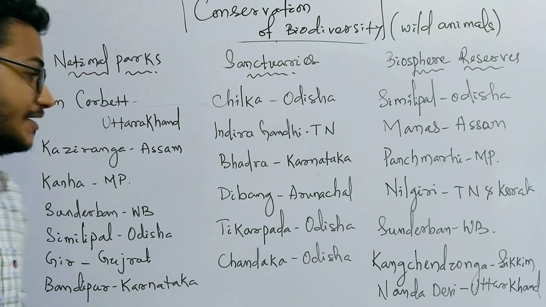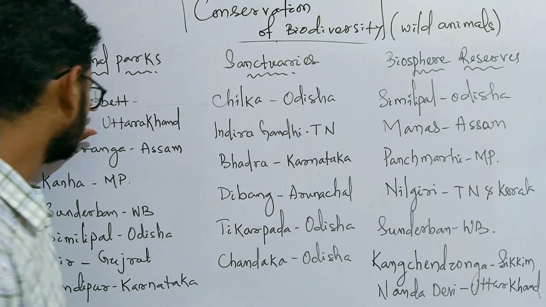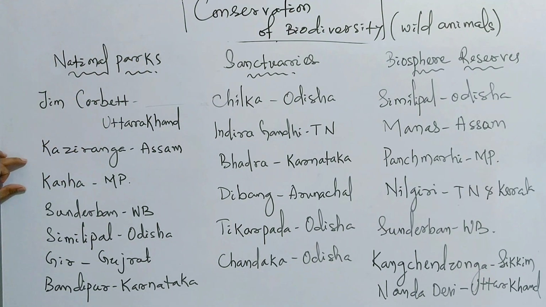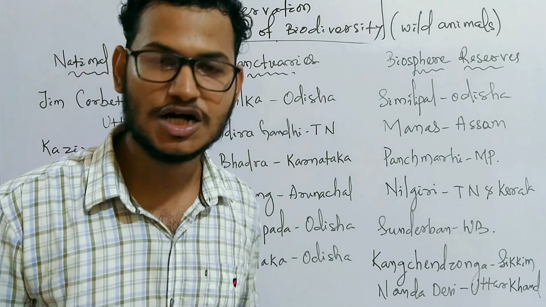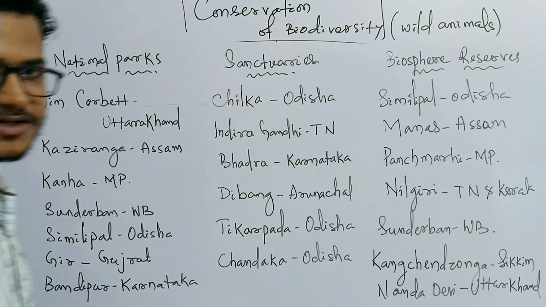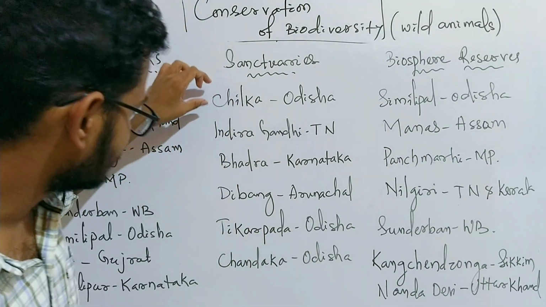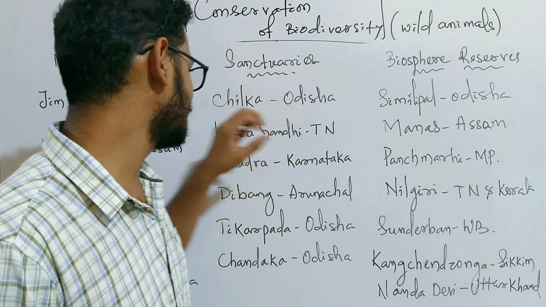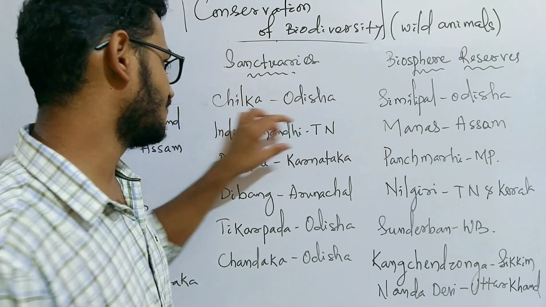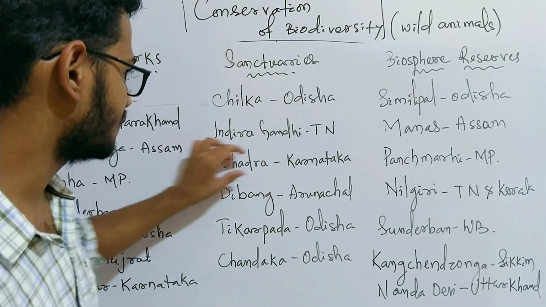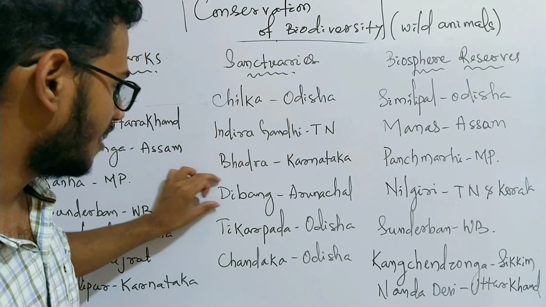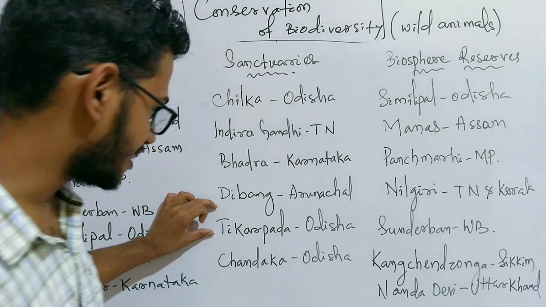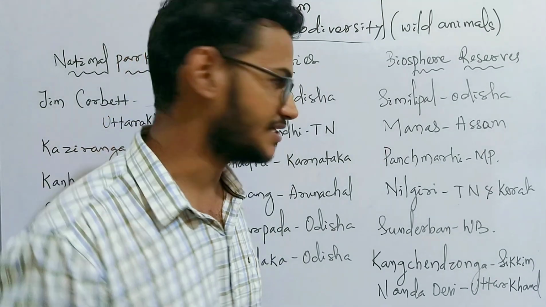The first national park to be introduced, Jim Corbett National Park, Uttarakhand; Kaziranga, Assam; Kanha National Park, Madhya Pradesh; Sundarban, West Bengal; Similipal, Odisha; Gir National Park, Gujarat; Bandipur National Park, Karnataka. So these are the very important national parks of our country. Next sanctuaries: Chilka Bird Sanctuary, Odisha; Indira Gandhi Wildlife Sanctuary, Tamil Nadu; Bhadra Wildlife Sanctuary, Karnataka; Dihang Wildlife Sanctuary, Arunachal; Tikarpada Wildlife Sanctuary, Odisha and Chandaka Wildlife Sanctuary, Odisha.